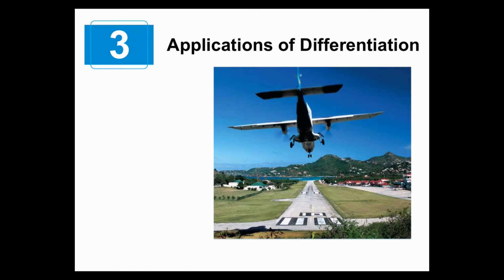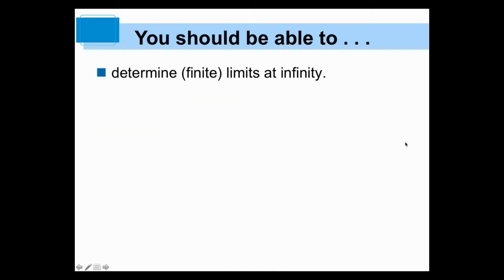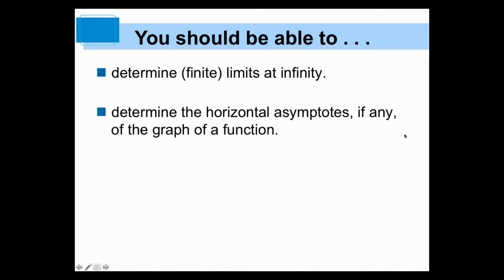Okay, so limits at infinity, horizontal asymptotes. Remember how to find horizontal asymptotes? Three cases. Okay, it's a good thing we're reviewing. Determine the infinite limits at infinity. Sometimes when you take the limit as x approaches infinity, your answer is also infinity.